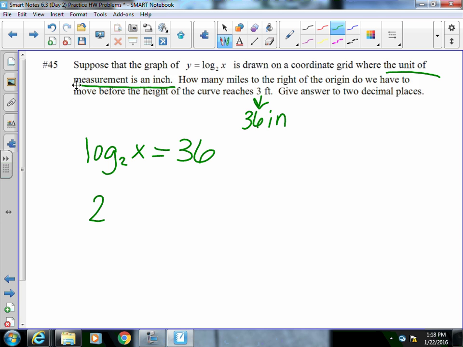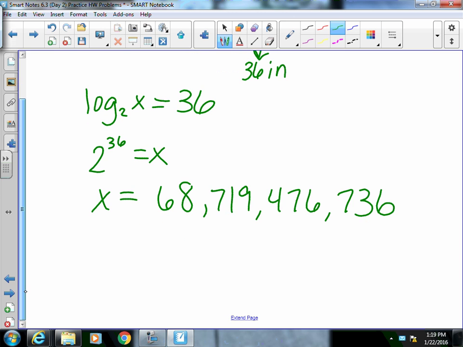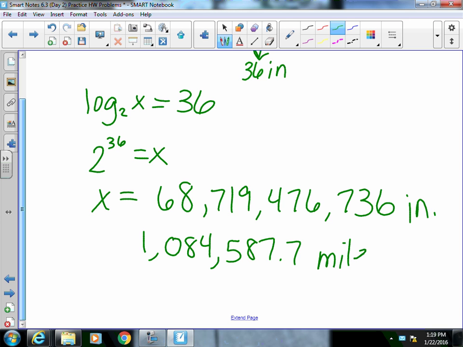And we get 2 to the 36 equals x, which means x is 68,719,476,736. And that is inches, if we were in inches. If you convert, dividing by 12, dividing by 5,280, that's 1,084,587.7 miles. That'd be a big graph.